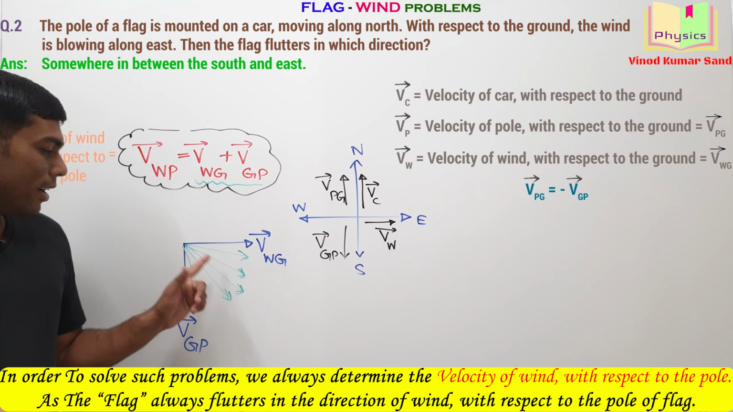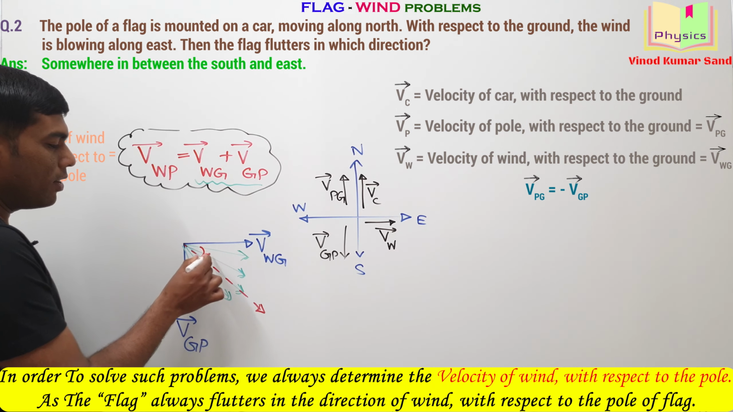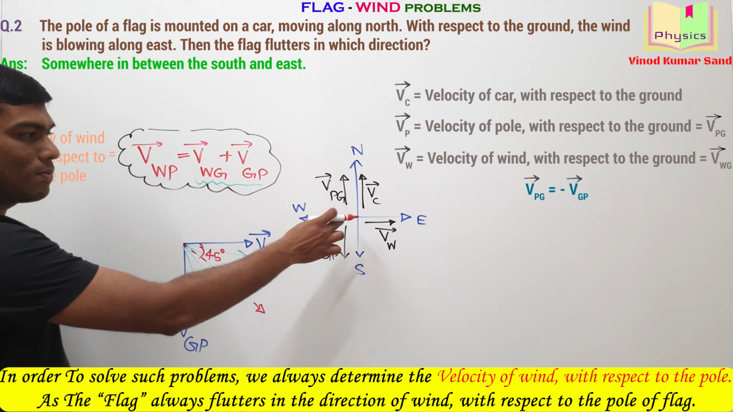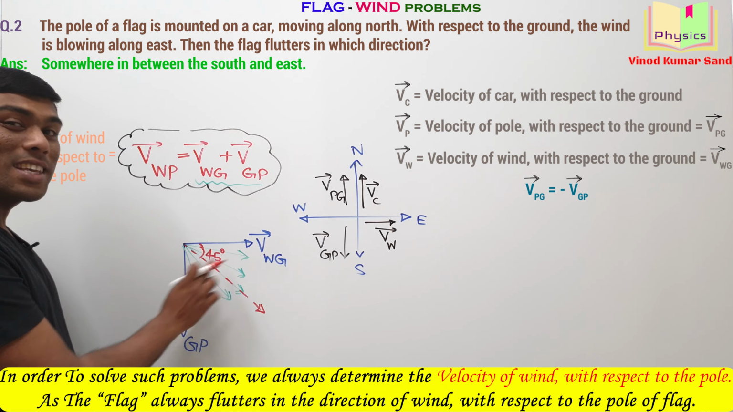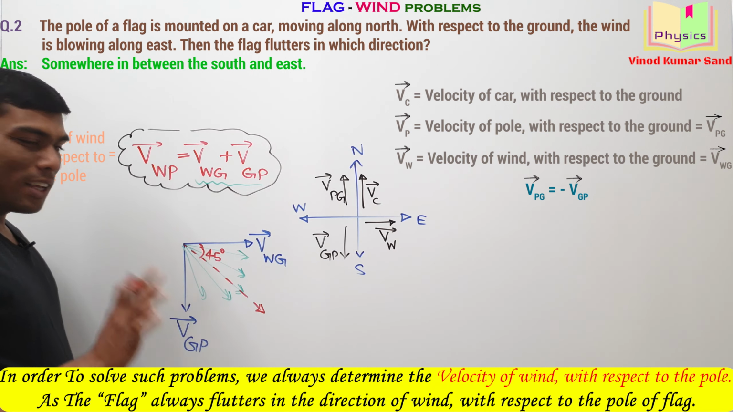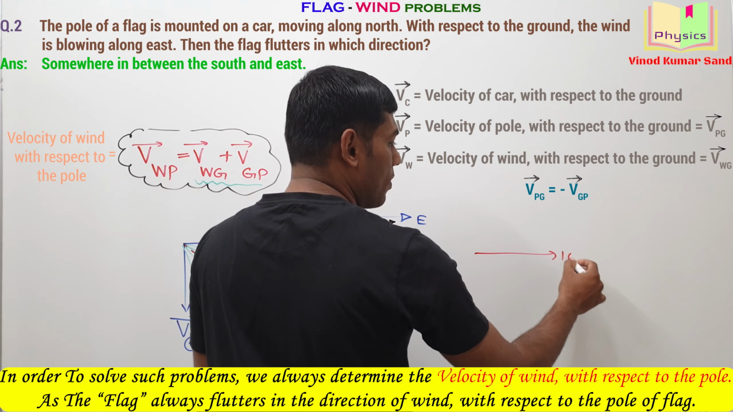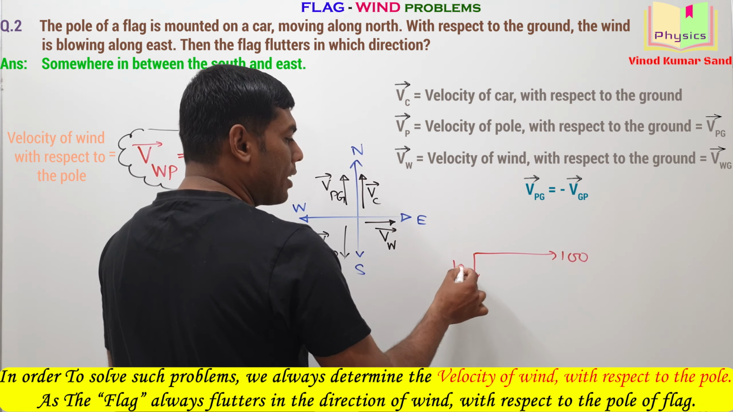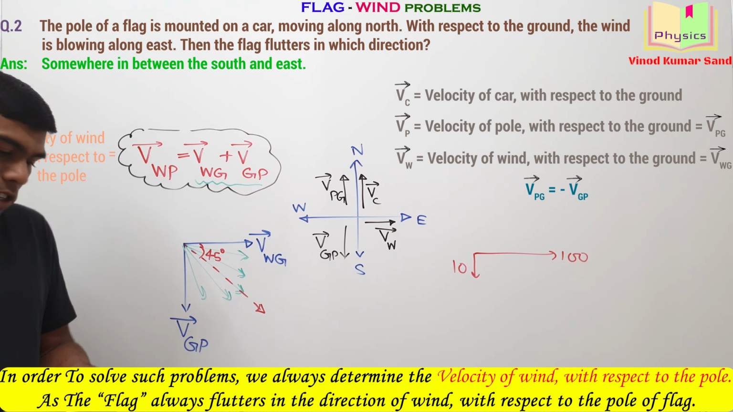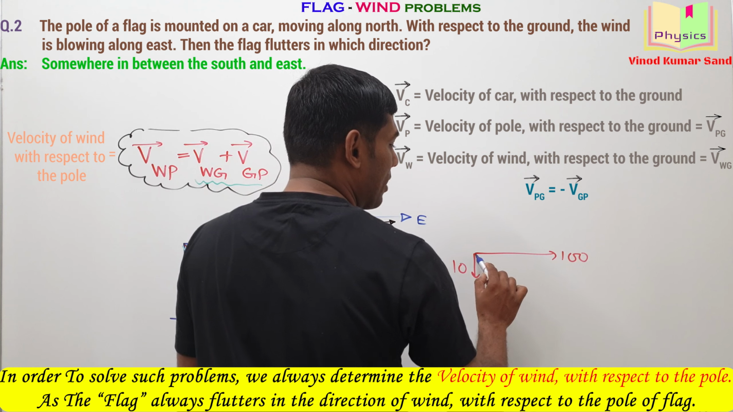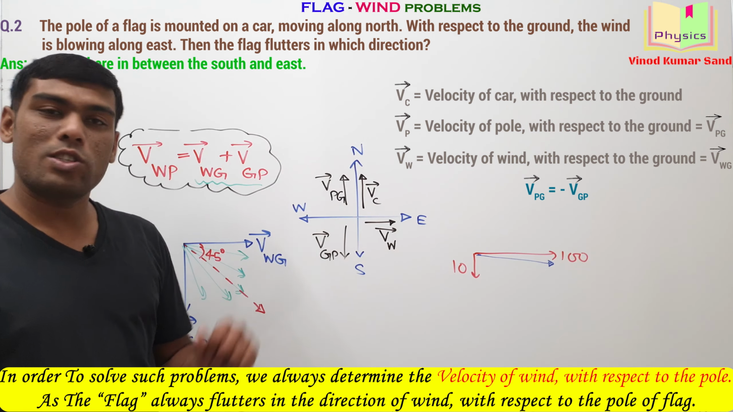When will the flag be fluttering at an angle of 45 degrees, can you tell? Like this, along the southeast? Correct, when these two vectors have the same magnitude. Now you can guess. Suppose this VWG has the magnitude of 100 and this, the VGP, has the magnitude of 10. Then the flag will flutter in which direction? Obviously, the resultant will be like this, somewhere here. So the flag will be fluttering very close to the east direction.